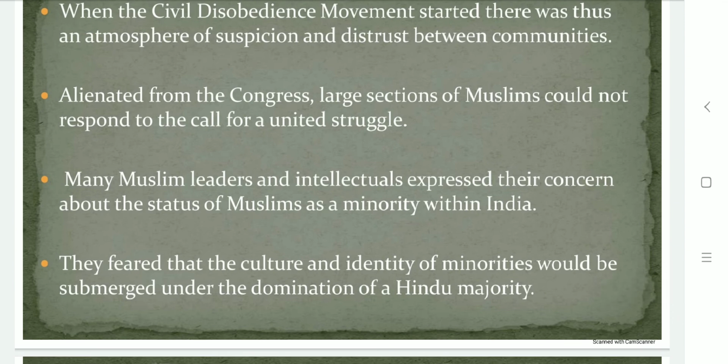So this is the civil disobedience movement: which communities and groups participated in it, and which groups were alienated or not interested. These things we have discussed. Then in the next video we will discuss collective identities and symbols of nationalism.